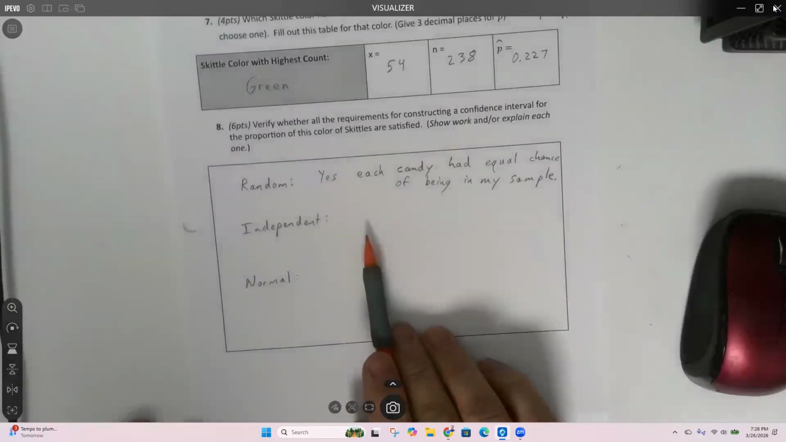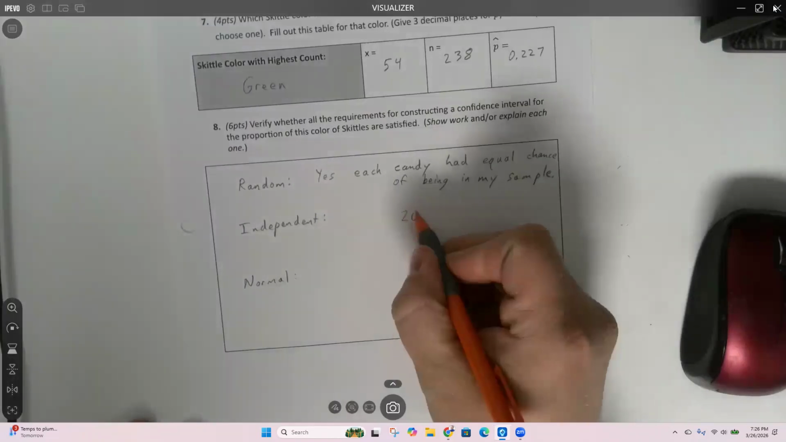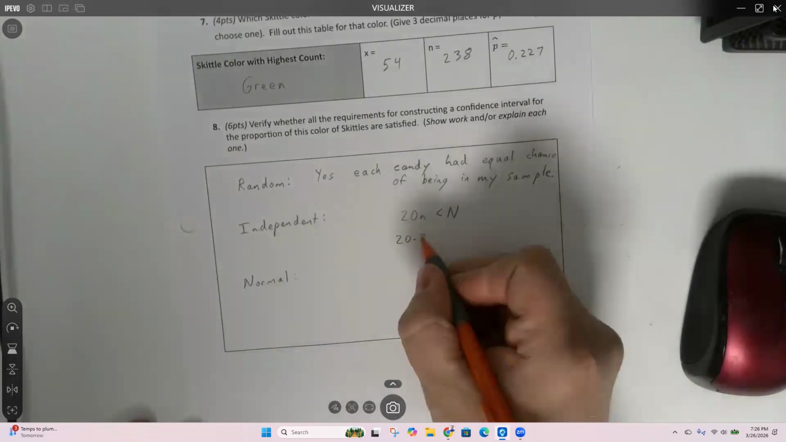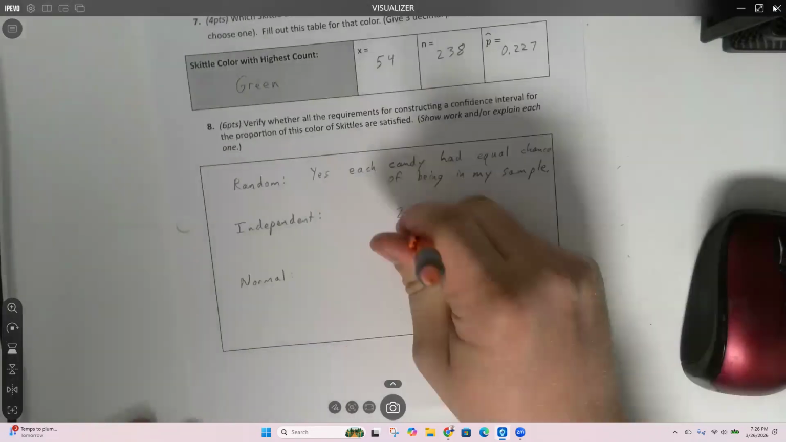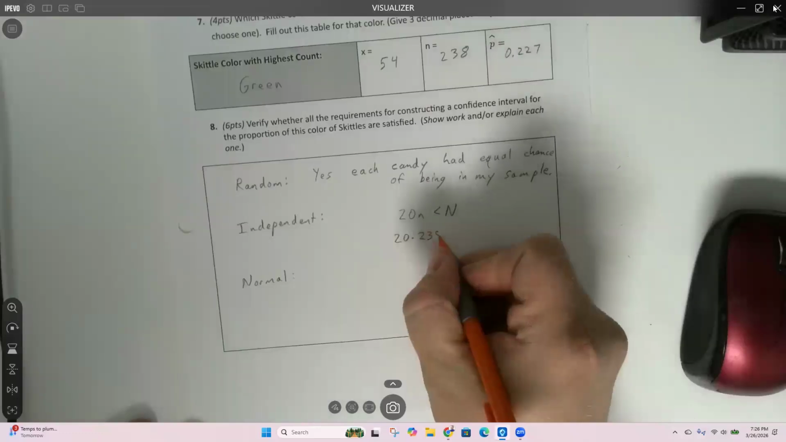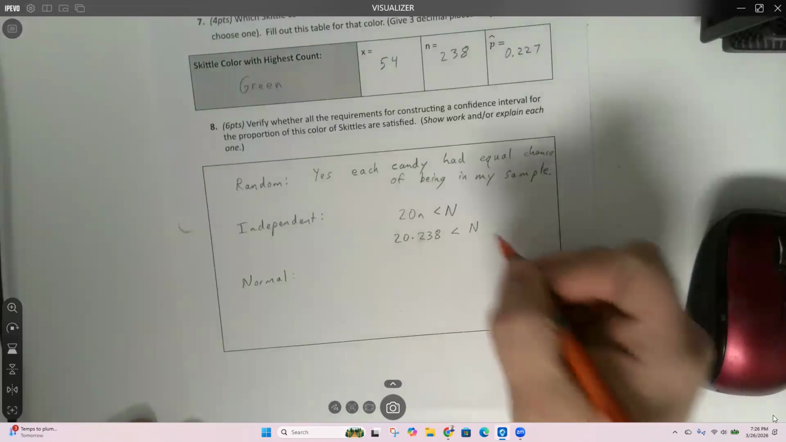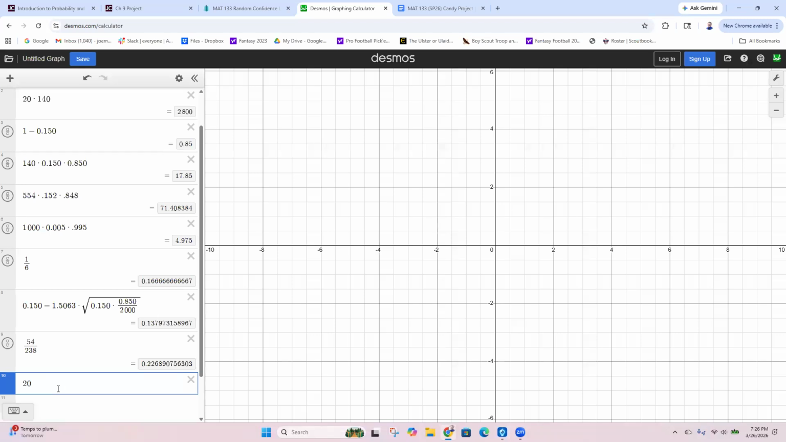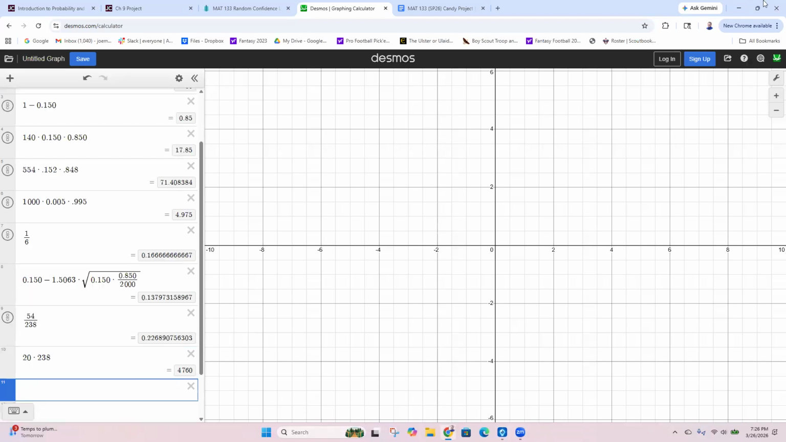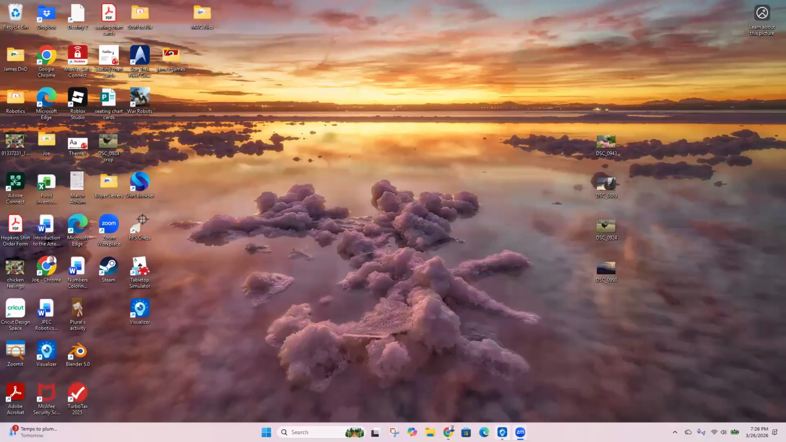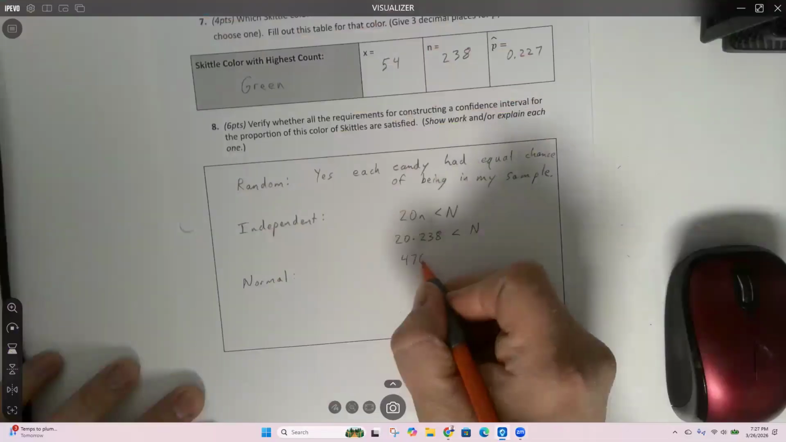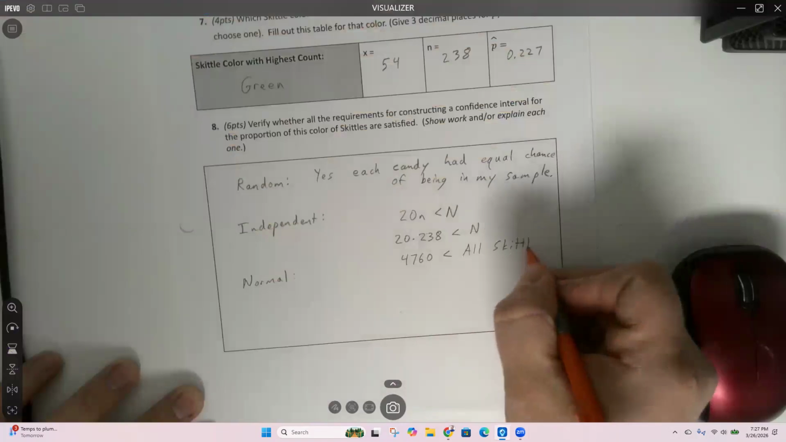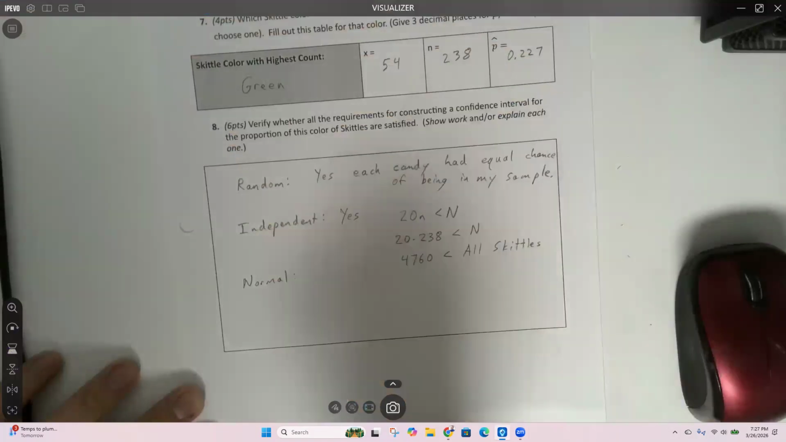And yeah, you're good. Independent. I need to show 20 N is less than the population. So in my case, 20 times 238 is 4,760. And that is definitely less than the number of Skittles. Right? Definitely a yes.